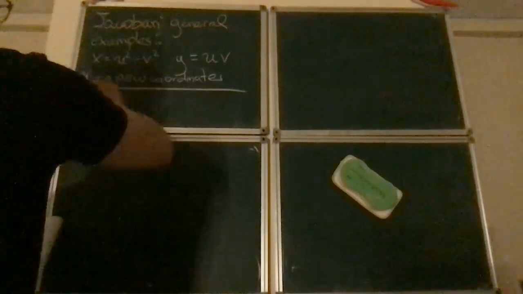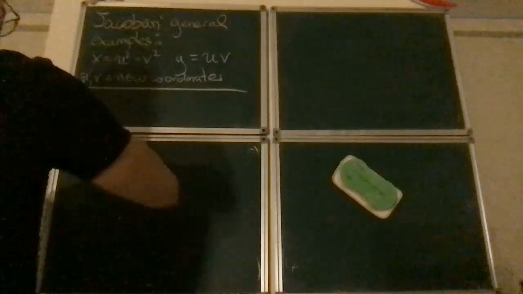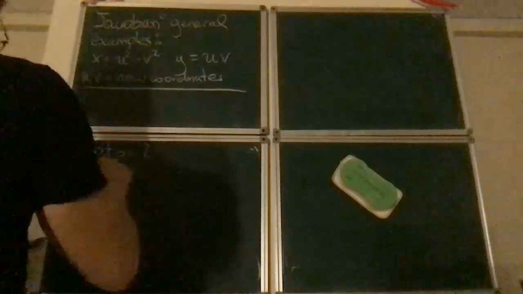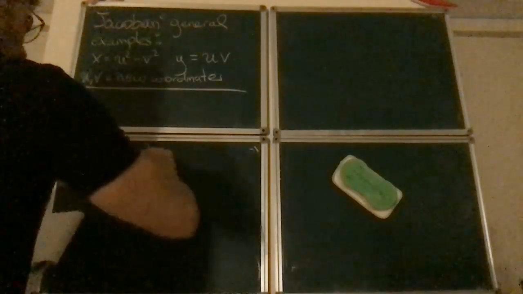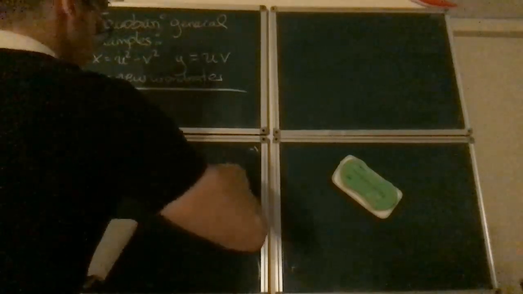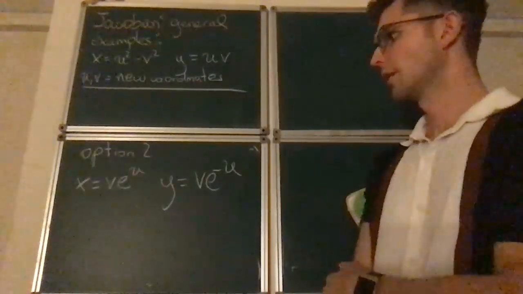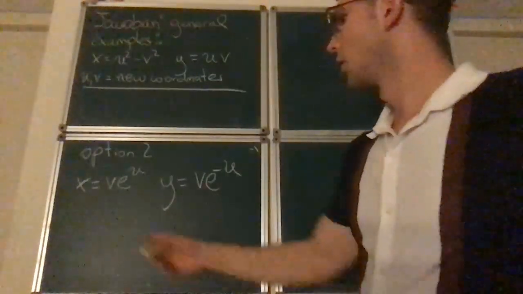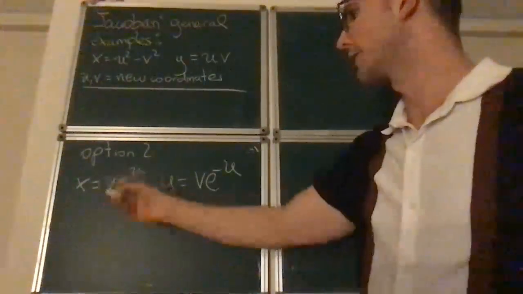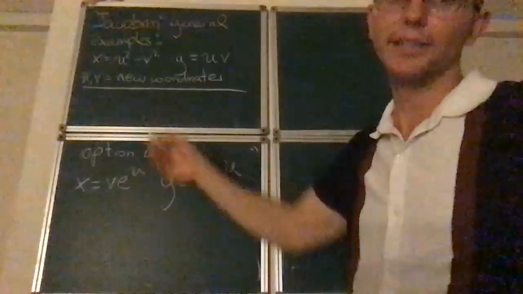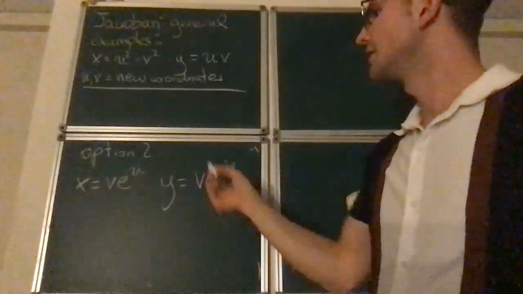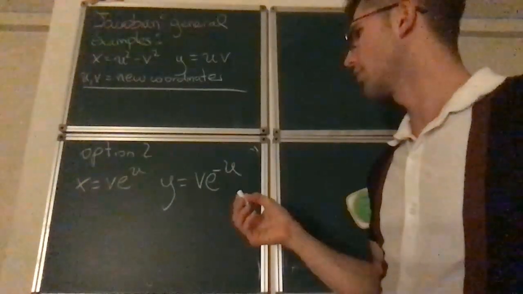So this is option 1. Option 2 would be to say that x equals v times e to the u, and y equals v times e to the negative u. And again, it's not obvious what these two coordinates u and v mean. They will not have the same meaning as in here. Okay. Now in this particular case, you can actually say a couple more things.